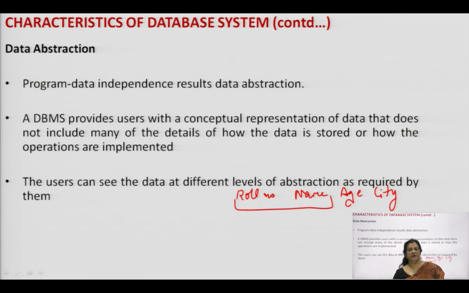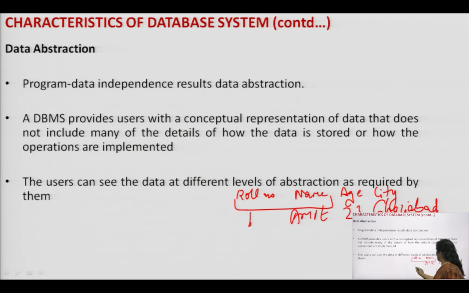Another important thing here is that the users are not concerned with how the data is stored in the physical storage. This data is there in the database, that is, let us say roll number 1, Amit, 23 belongs to Ghaziabad. Roll number 2, Suman, 22 age, she belongs to Delhi, and so on. The data is stored in the database. Now, the end users of the data are not concerned with how this data is stored in the database. They are concerned with only the data that is required by them. This is called data abstraction.